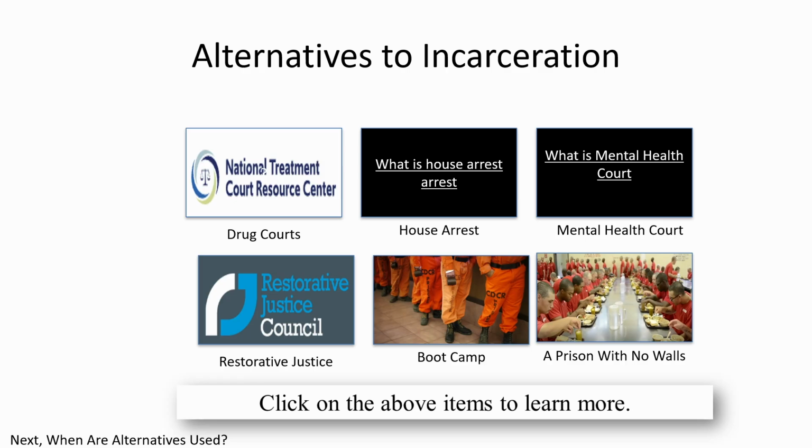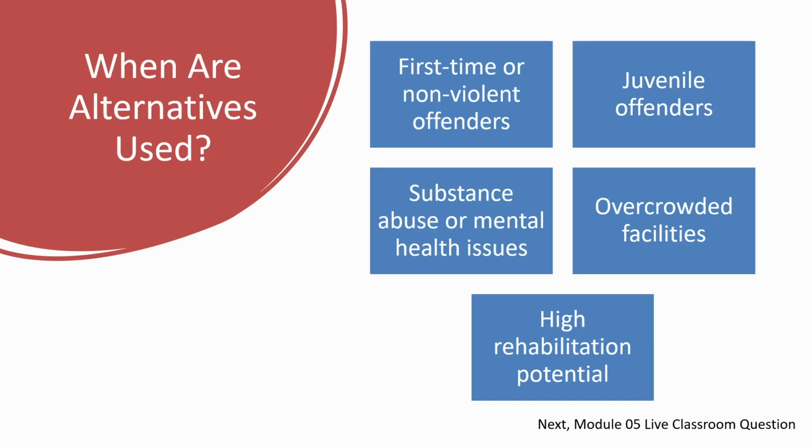So why are alternatives used? First-time nonviolent, juvenile offender, substance abuse or mental health, overcrowded facilities, which is a big issue in the prison system, and a high rehabilitation potential. If possible, send them to an alternative rather than to a jail. The recidivism rate will improve, which is the return rate. You treat them like a person, they will treat you equally.